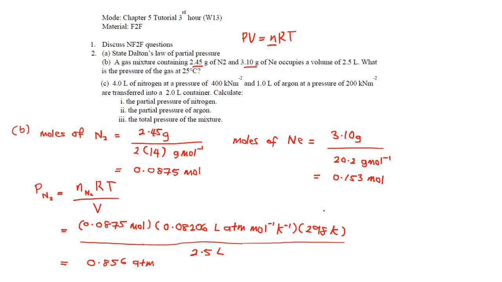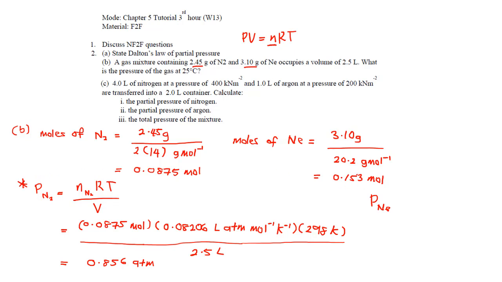0.856 atm. Okay, so next what you need to do, you need to calculate the partial pressure for neon. Use the same steps to calculate the partial pressure for neon. The only difference is the number of moles.